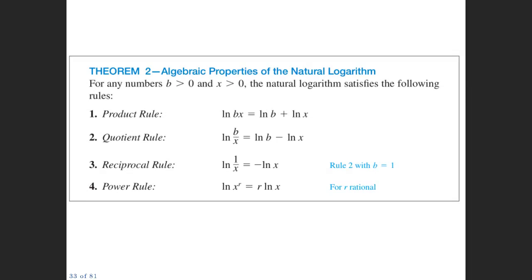Let's talk about some properties of the natural logarithm. For any positive numbers b and x, the natural logarithm satisfies these 4 rules. ln of bx is ln of b plus ln of x. ln of b divided by x is ln b minus ln x. ln of 1 divided by x is minus ln of x, and ln of x to the power r is r ln x for rational numbers r.